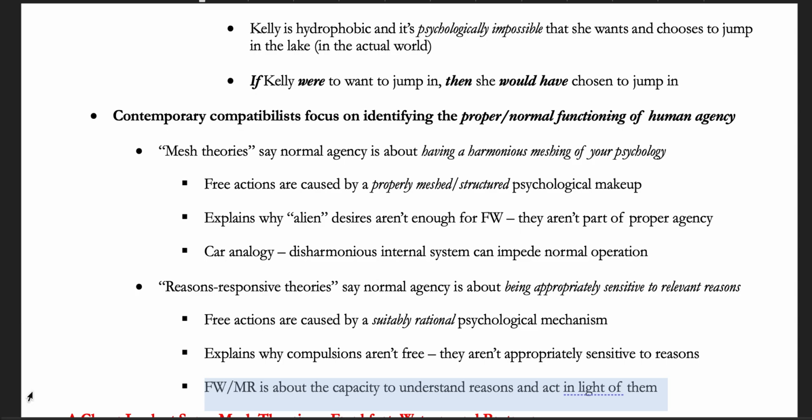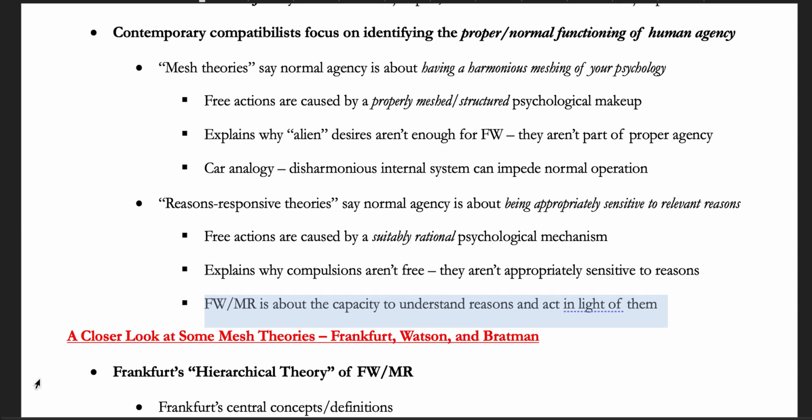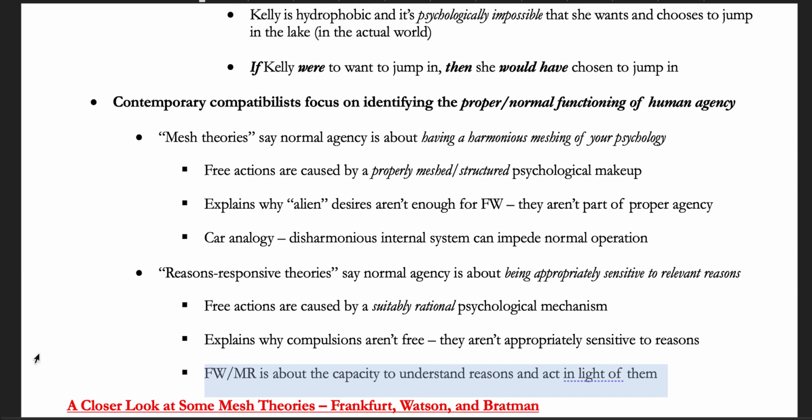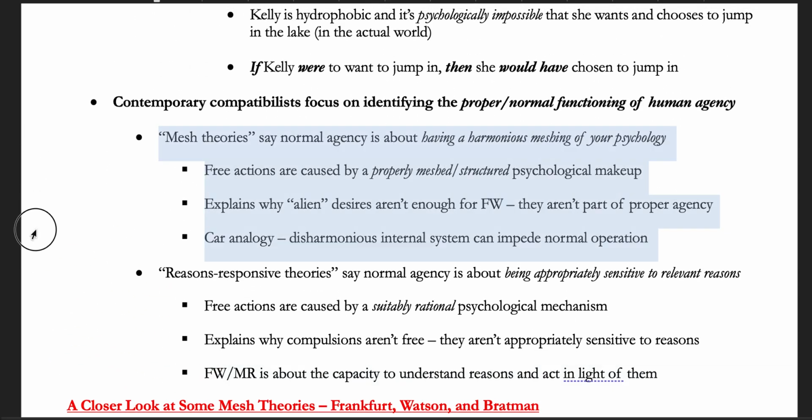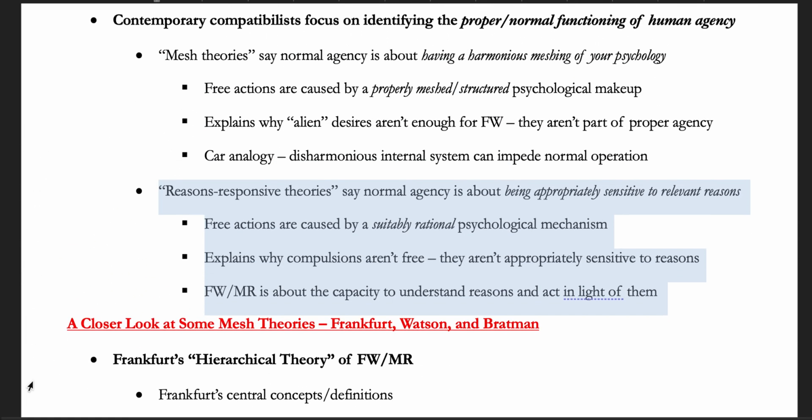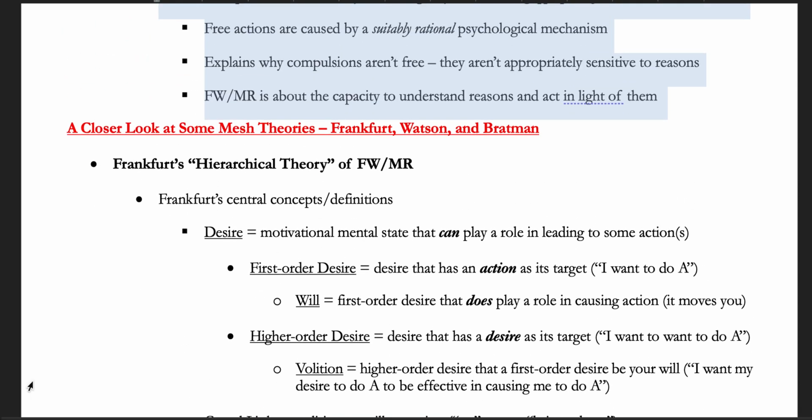Okay, so on the mesh view, freedom and responsibility is about having your psychology mesh in the right way, having your desires align with other parts of your psychology. On the reasons responsiveness view, it's about the capacity to understand reasons and to act in light of those reasons, to act for those reasons. Okay, all right, so we're going to look at these more closely, starting with this one, and then we'll move on to reasons responsiveness.